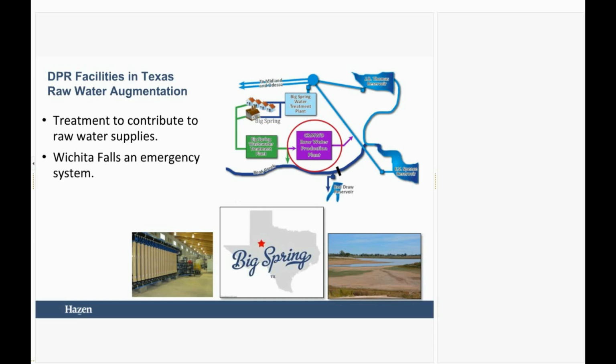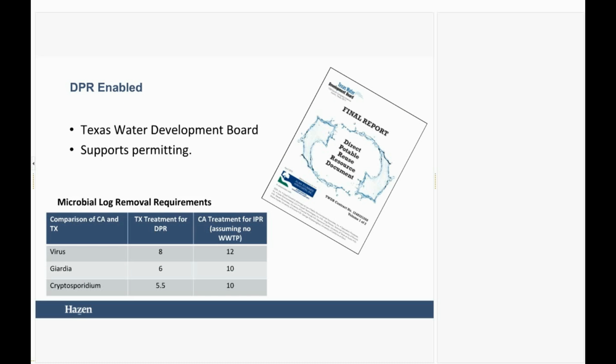So in the case of Big Spring, you can see the diagram there. The advanced treatment process basically added water into that raw water line, which was then treated at conventional drinking water treatment systems downstream. So upstream it was a membrane MF/RO, advanced oxidation process, which then fed into a raw water pipeline. Each of these systems, though, was enabled under a permit waiver.